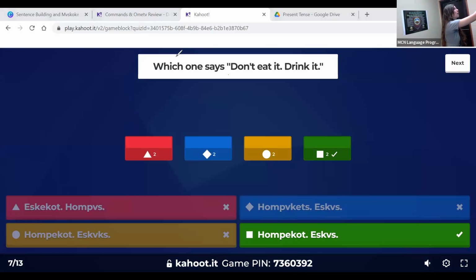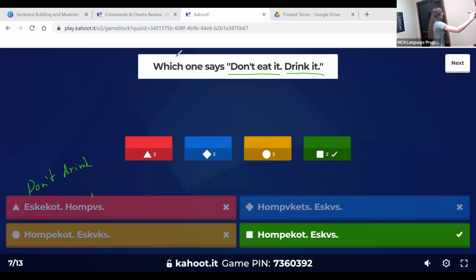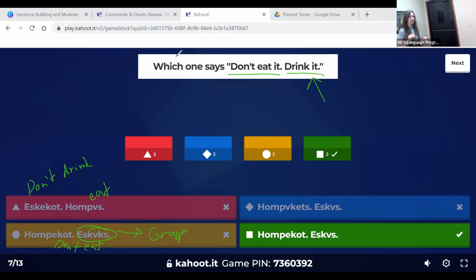Okay, we're looking for don't eat it, drink it. So this one says don't drink it, eat it. So that's not what we're looking for, right? That's the opposite. So that one starts with don't drink it. This one says don't eat it. That's good, but this one is the group command. And the reason we know it wasn't supposed to be a group is it didn't say drink it, everybody, stuff like that. So that one's the group command, so it's not that one.